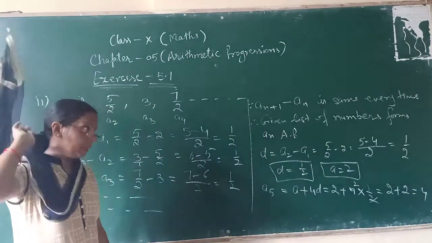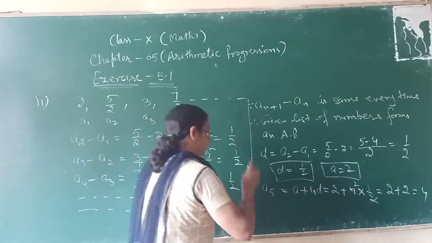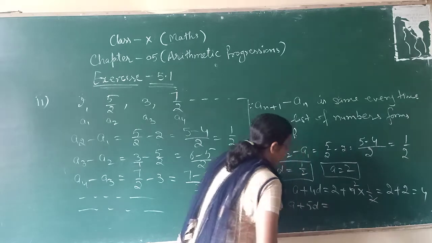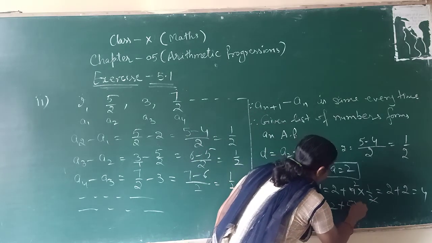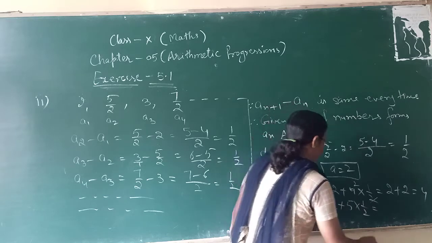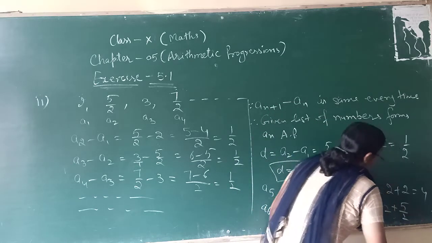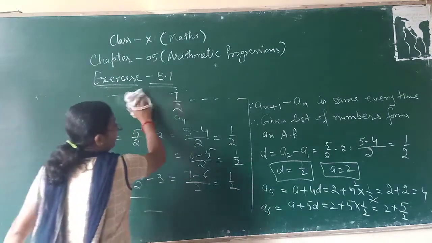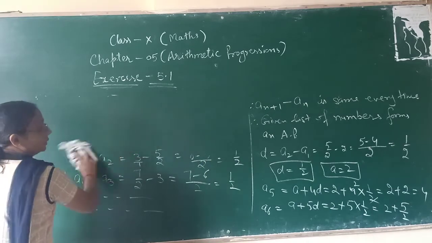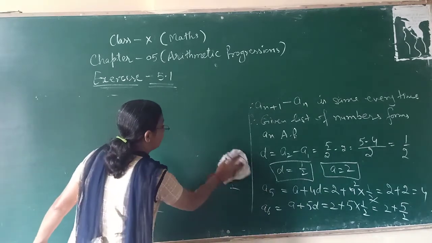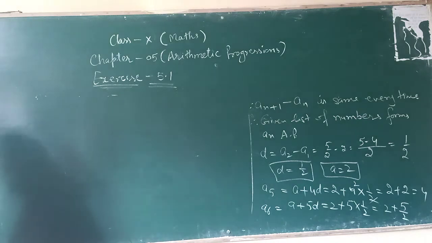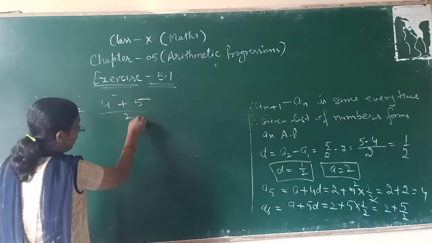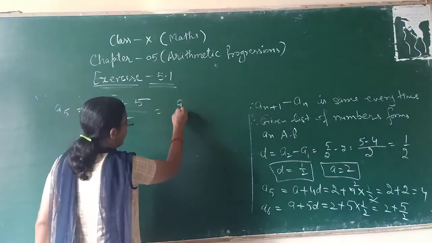So A5 is 4. Okay. Next is A6. A plus 5d, that is 2 plus 5 into half, and we can say 2 plus 5 by 2. Next we have to take the LCM and then solve it. LCM is 2. Then 4 plus 5 becomes 4 plus 5 by 2, which is 9 by 2.